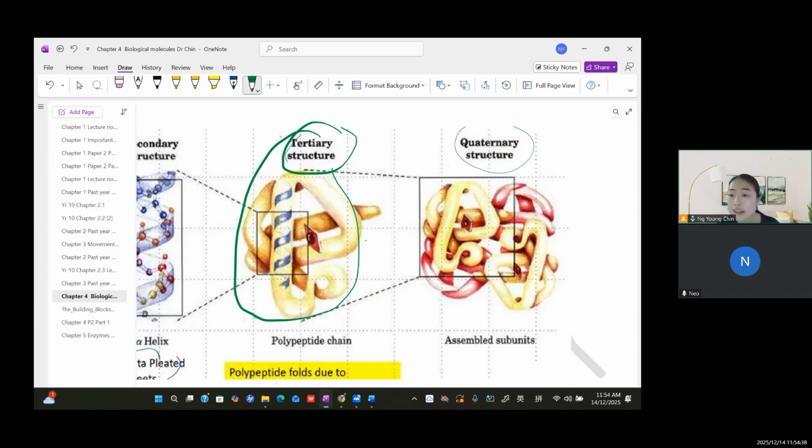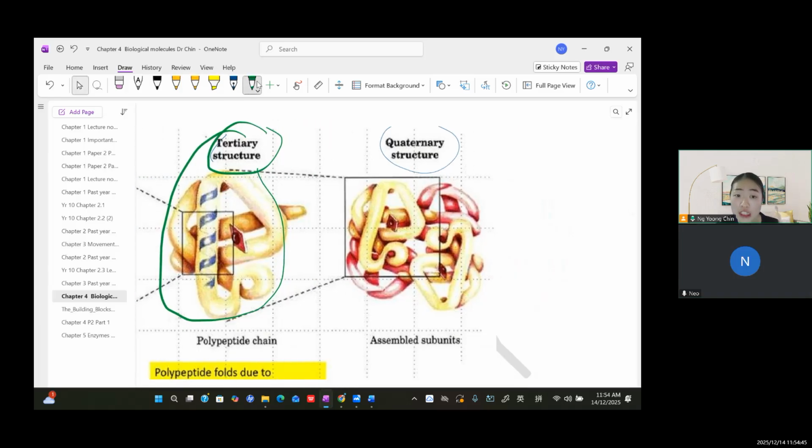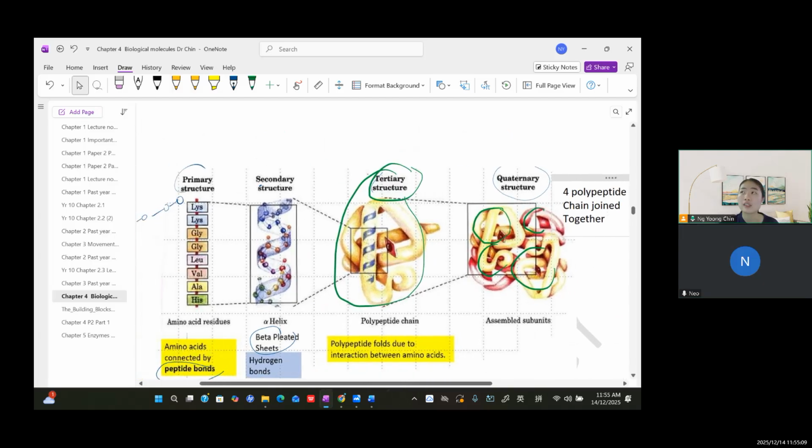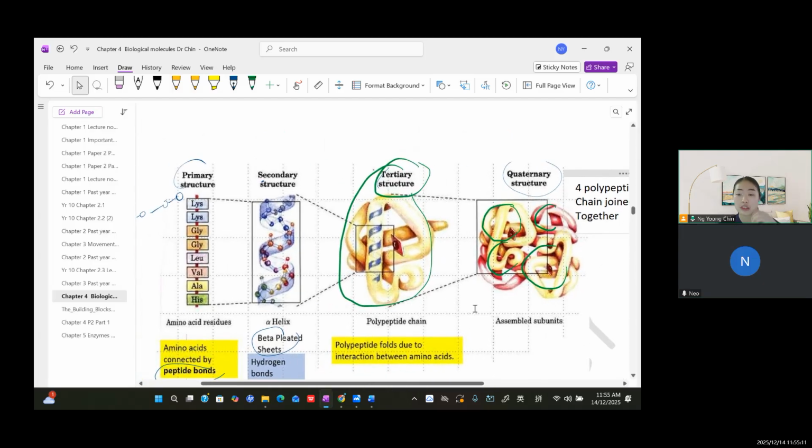Then how about the quaternary structures? In the quaternary structures, they will have more than 1 chain. So like in this picture, they're showing 4 chains, okay? You have the first, second, third, and fourth polypeptide chains. So in total, you have 4 polypeptide chains joined together, and they become a quaternary structure. So this is the final complex, the final structure of the proteins.